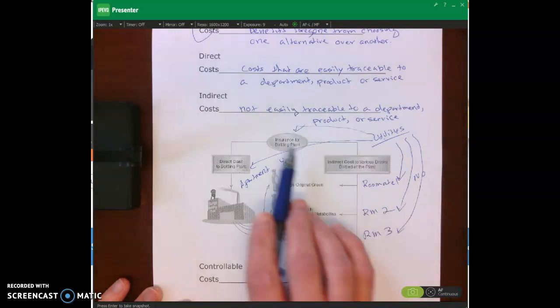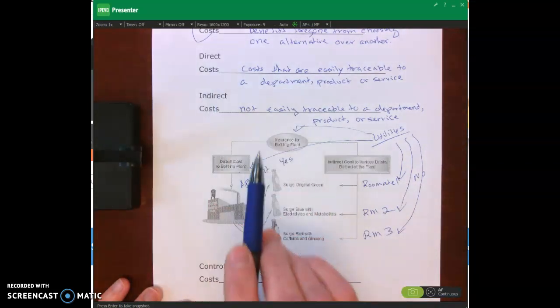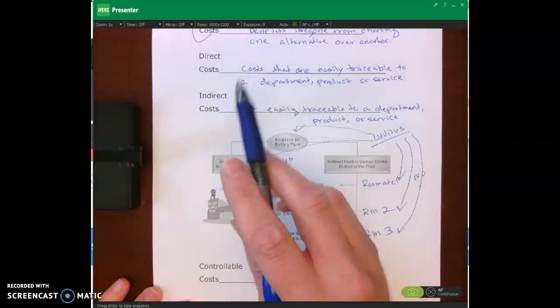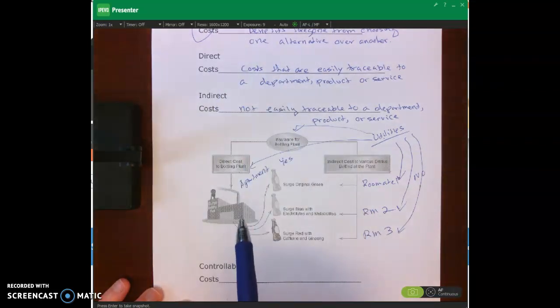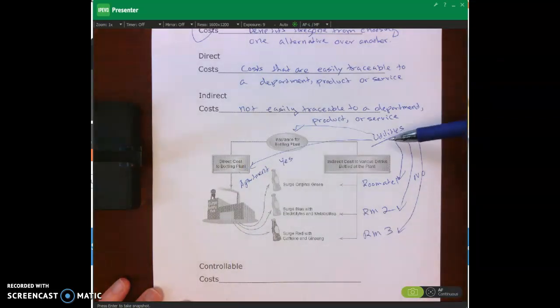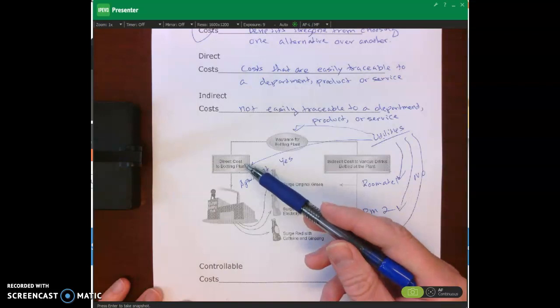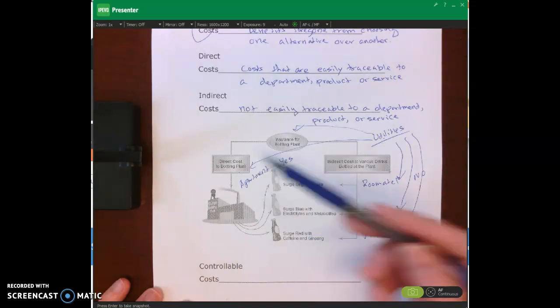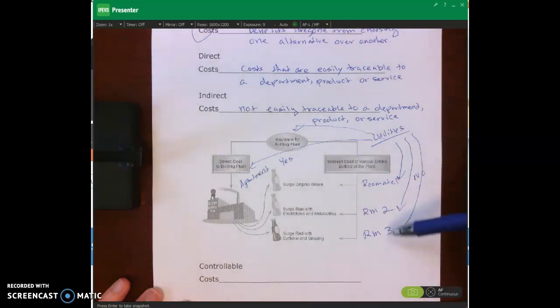The other thing is, when we talk about direct or indirect, we have to put it in context. We have to say direct or indirect with respect to what? So you can see that utilities is direct in one context, to the apartment. It's indirect in another context, with respect to each roommate.